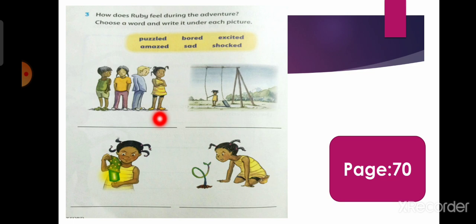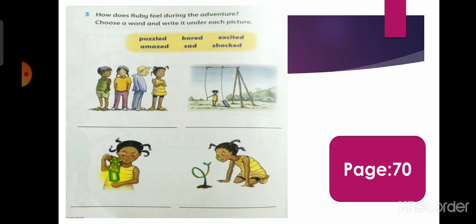Here in the first picture, Ruby is puzzled or bored. Yes, she's bored. So what will you do? You will cut the word bored from the word bank and write here under the first picture. You can see here is a line. You have to write here bored. She's bored here. Bored. Have you done? Every word will begin with a small letter. These are not proper nouns.